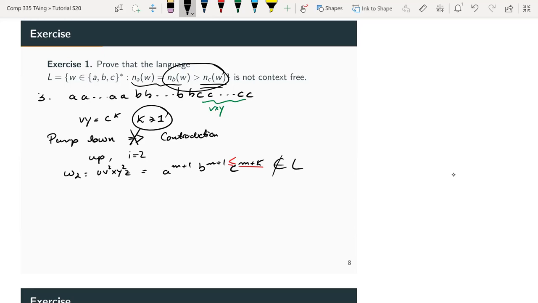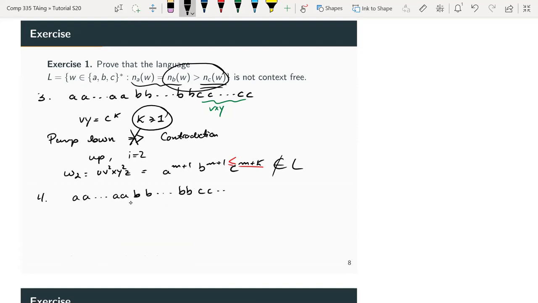Okay. So the next case, case four, is going to be one where, okay. Sorry, I copied the slide instead of pasting it. So now I have to rewrite this.